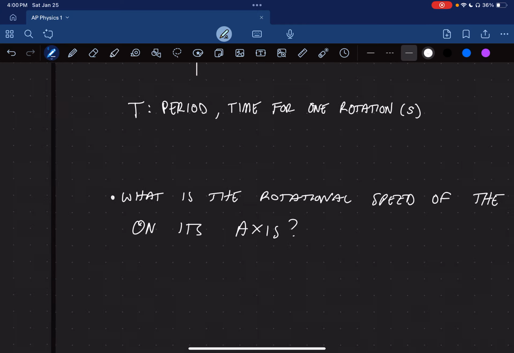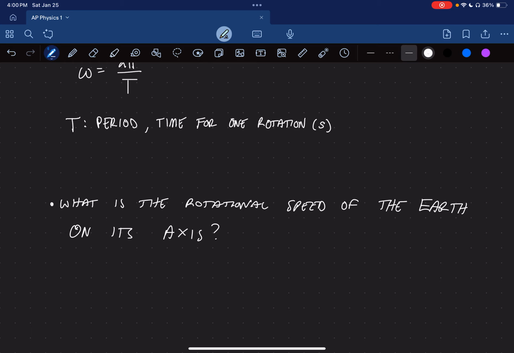Now let's just jump right into an example. What is the rotational speed of the Earth on its axis? Okay, so the Earth is spinning, but its spinning is not increasing. Its spinning is not slowing down. At least, let's be practical, it's not. So this is 2 pi over T.